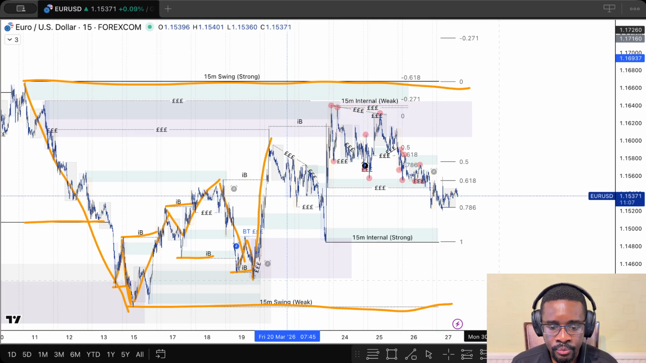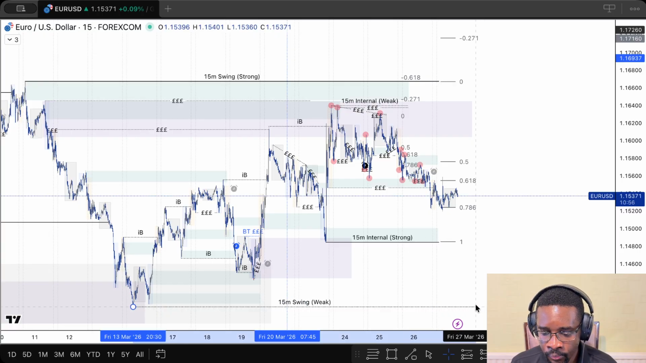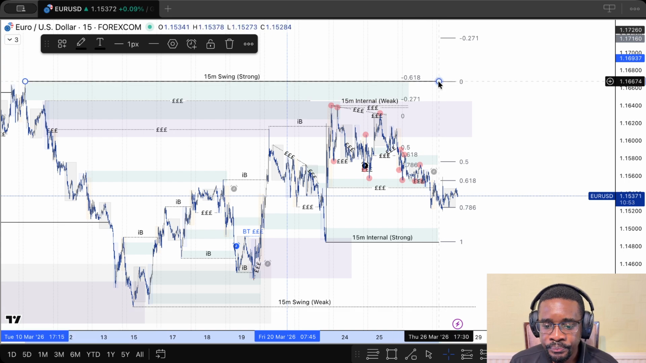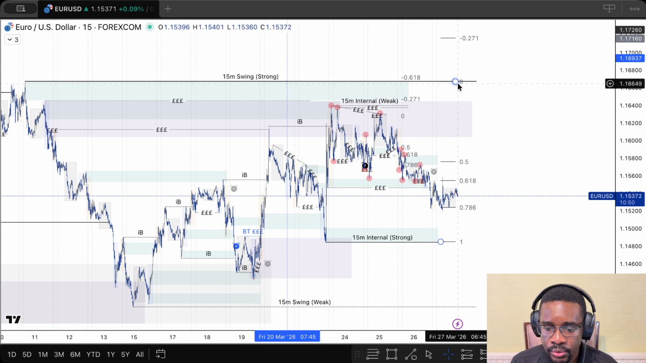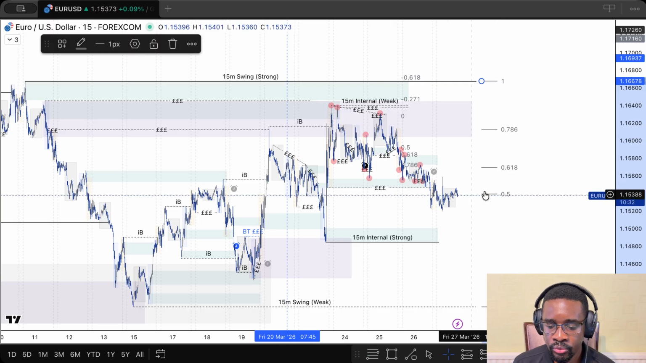However, at this point, if I look at the swing range on the 15 minutes, let me do it this way. So now on the swing range, we have just come into discount. We mitigated equilibrium, and we've come into discount.